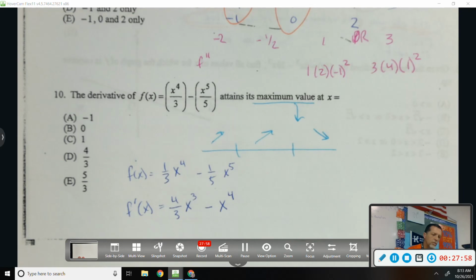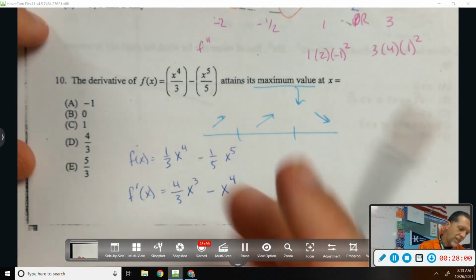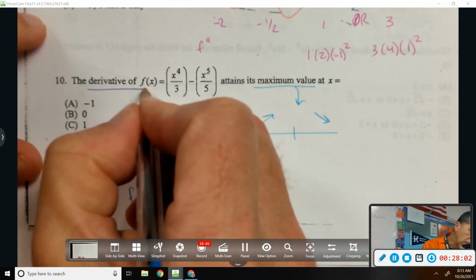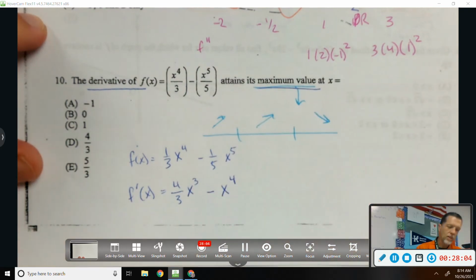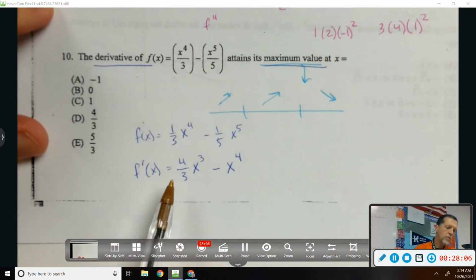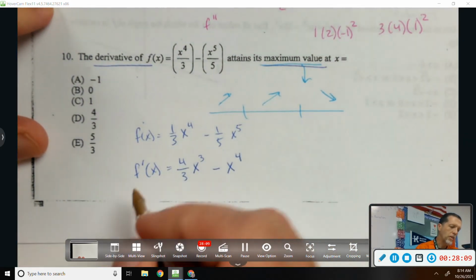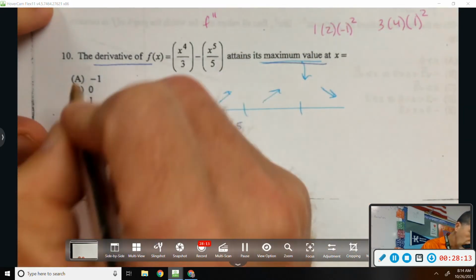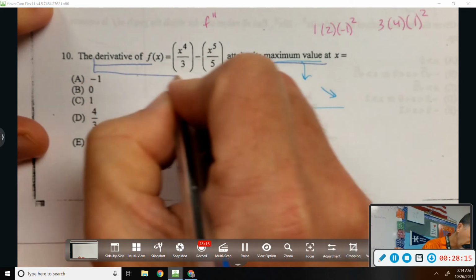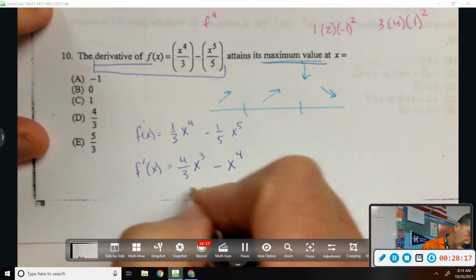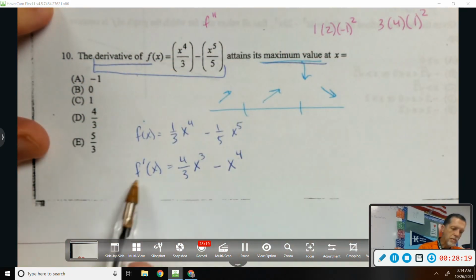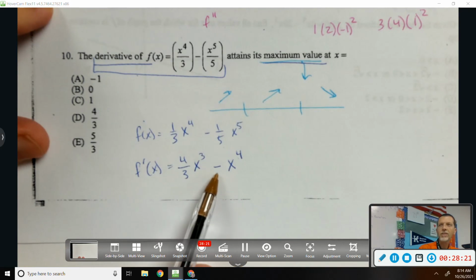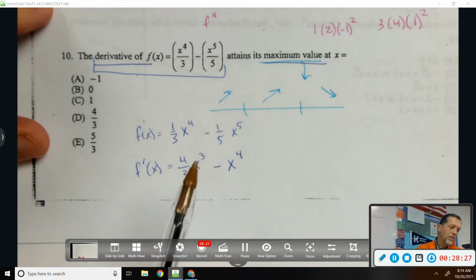Oh, wait a minute. Let's be super careful on this. You got to read. The derivative of f attains its maximum value. So there's f prime, but I want to know where that maxes out. So you know what? Let's just rewrite that. The derivative of f is this. So if I want to maximize this, what do I need to do? What do we do if we want to maximize a function? Take its derivative. So I need to take the derivative of this guy.